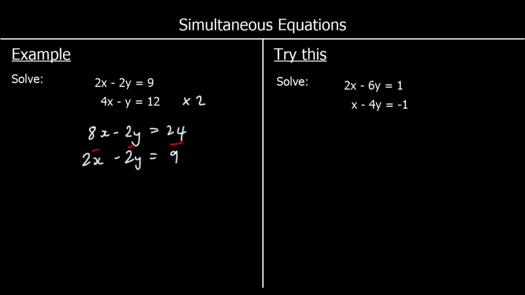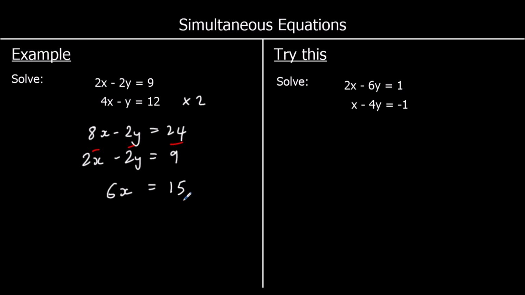So let's take away the bottom equation from the top equation. 8x take away 2x is 6x. Negative 2y take away negative 2y is nothing. And 24 minus 9 is 15.